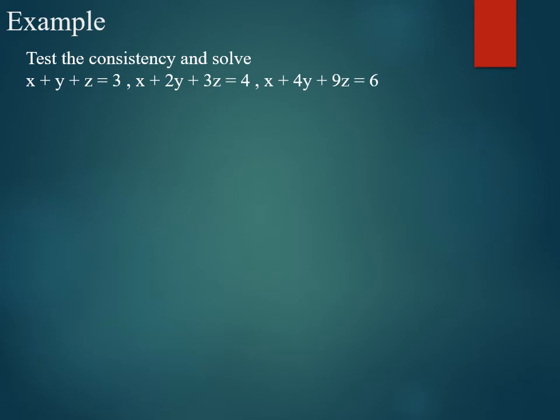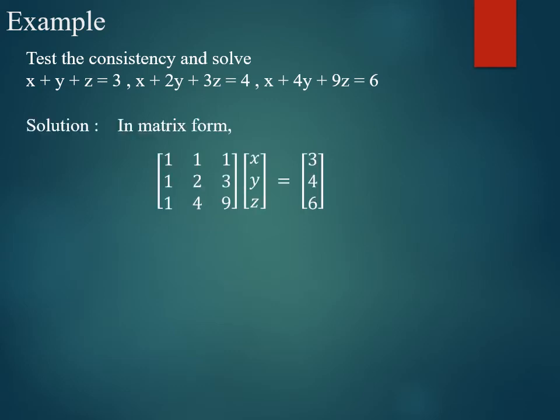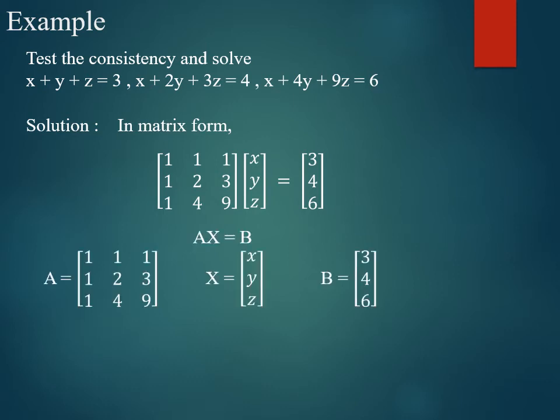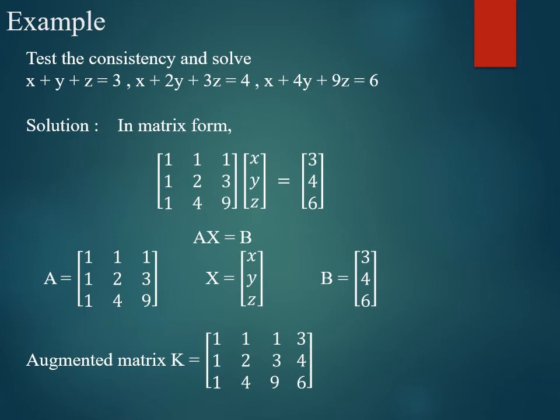Let us solve one example. Here we represent this in matrix form. Then we find out A, X and B out of it. Write the augmented matrix for it. Remember always to put a dotted line between the matrix A and matrix B, otherwise it will not be treated as an augmented matrix.